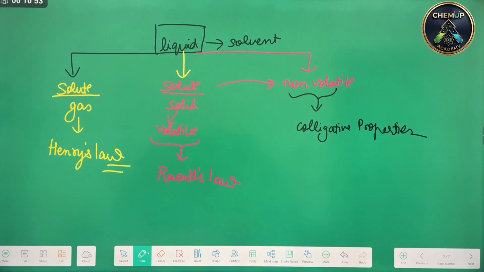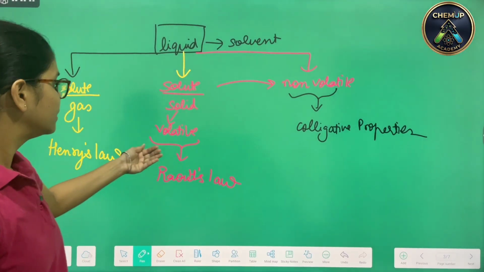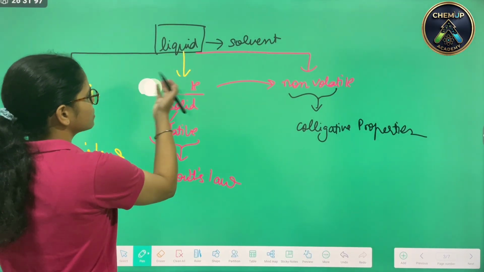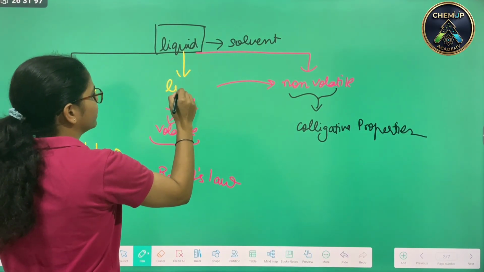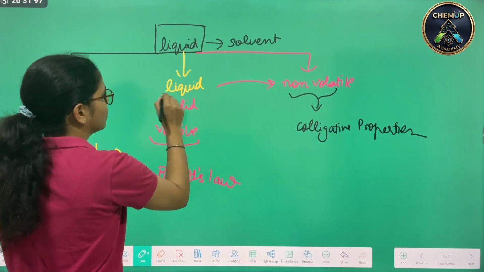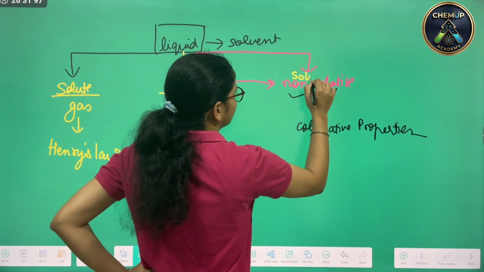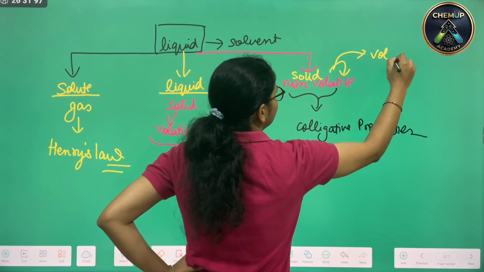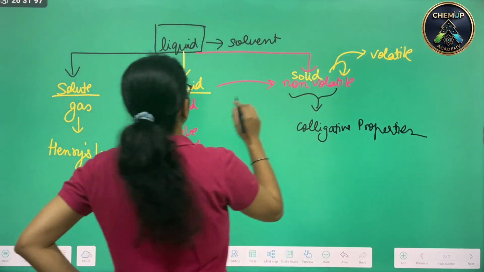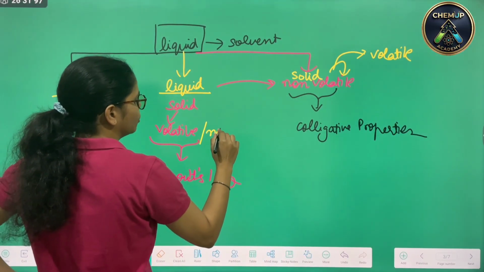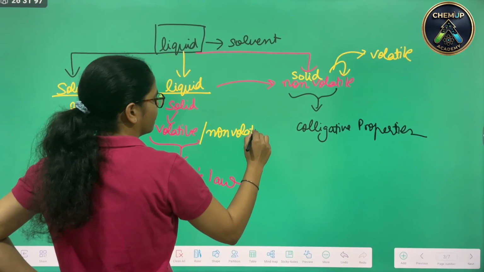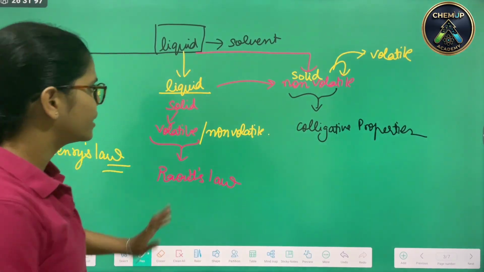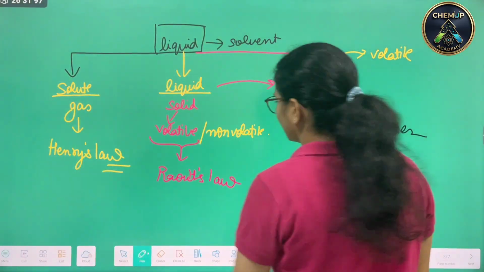Hence, we can consider that the liquid that we are having, this is liquid, and here we have solid. Again, they could be of two types, volatile and non-volatile. Here also they could be volatile or non-volatile. I just made a mistake. It was in my mind, but okay.